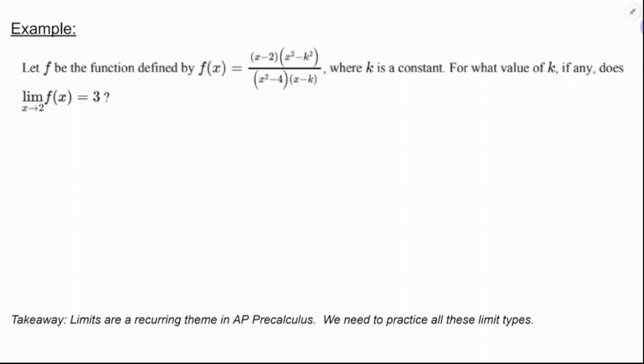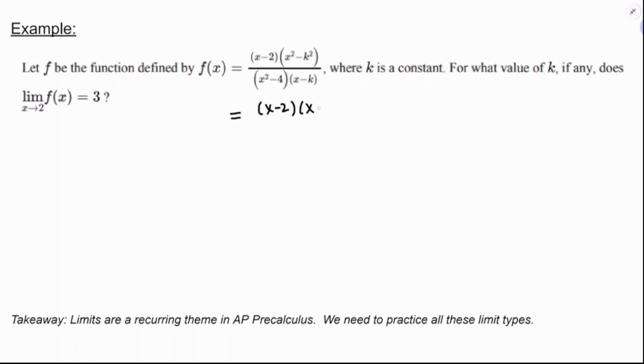All right, I got another one for you. So f of x equals x minus 2 times x squared minus k squared over x squared minus 4 times x minus k, where k is a constant. They're going to ask for what value of k, if any, does the limit of f as x approaches 2 equal 3. And this is just a little bit more challenging. But what I want to propose is that we can solve this the same way we've been solving all the rest of the problems like it. We're going to factor and cancel.